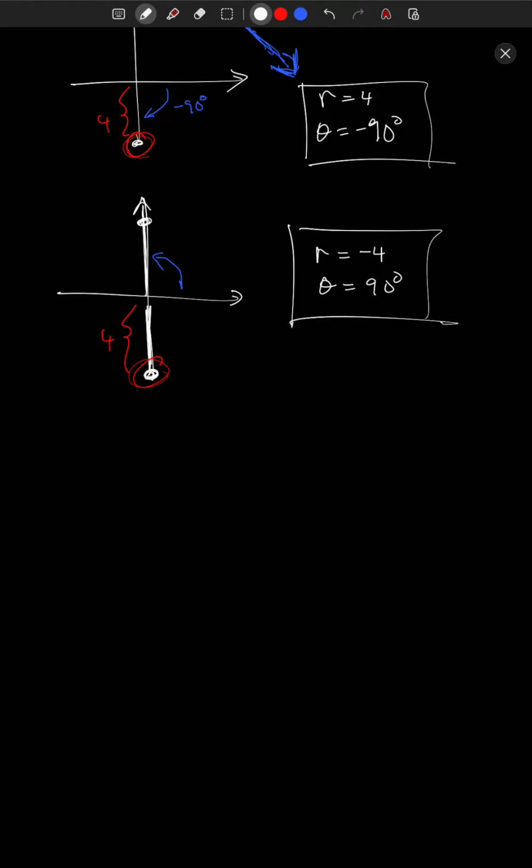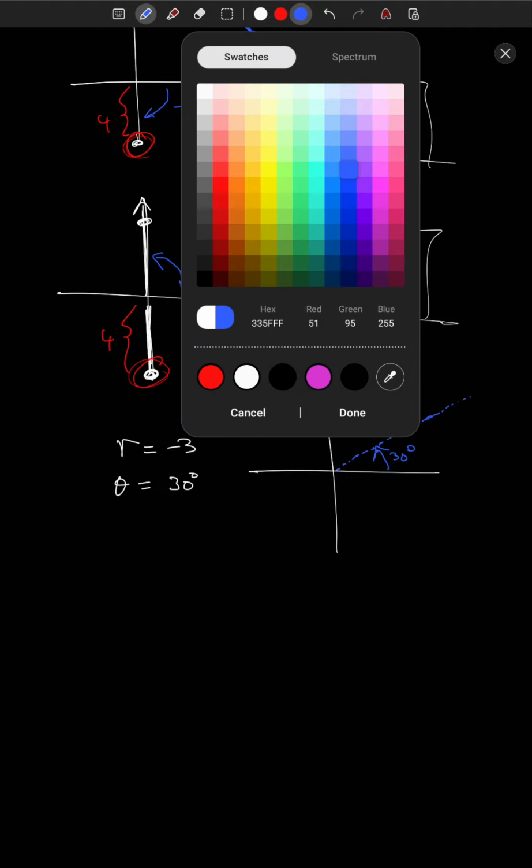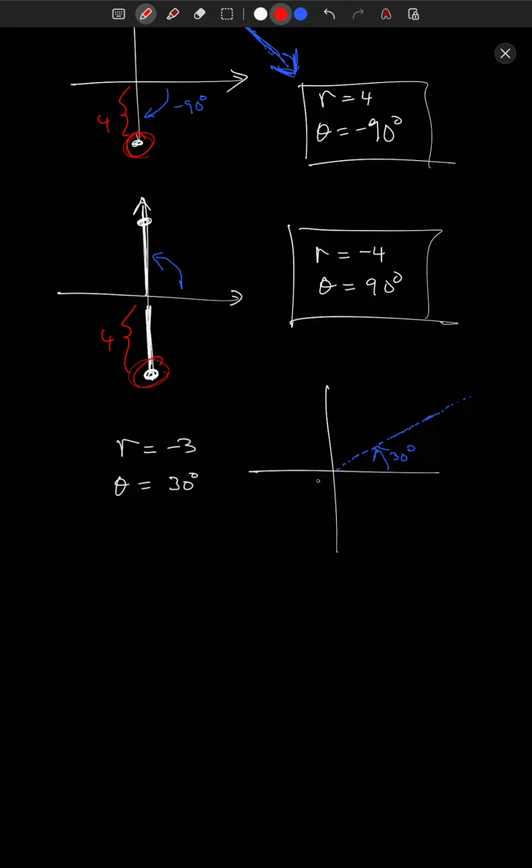So maybe I'll give another example here. If I have r equals minus 3, theta equals 30 degrees, then theta equals 30 degrees would be this angle here, right? So this is 30 degrees. But because r is negative, instead of our point being on this ray right here, it's actually in the opposite direction. So it's going to be back here. Okay. How far back here? A distance of 3.